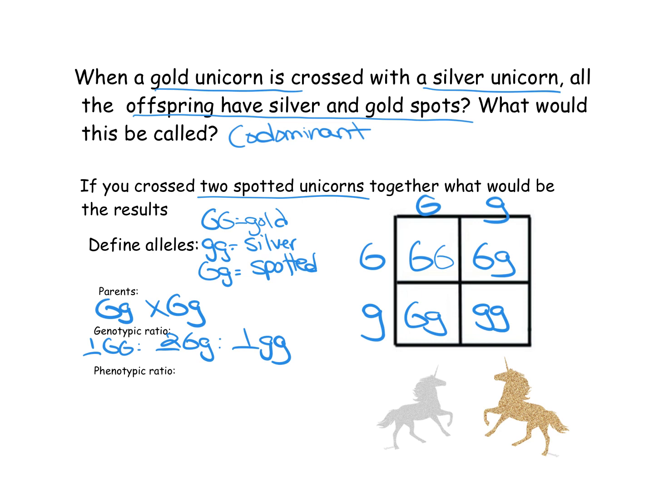My phenotypic ratio, I need to list out all 3 possibilities. So I see 1 out of the 4 could be gold, 2 out of the 4 could be spotted, and 1 out of the 4 silver.